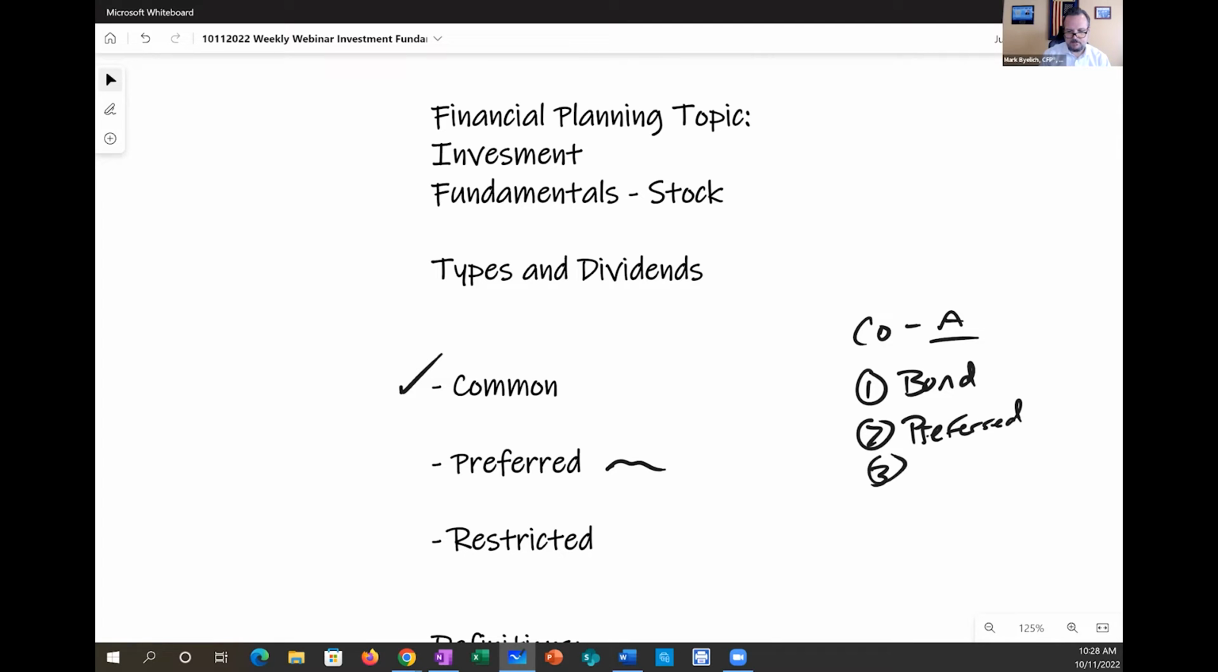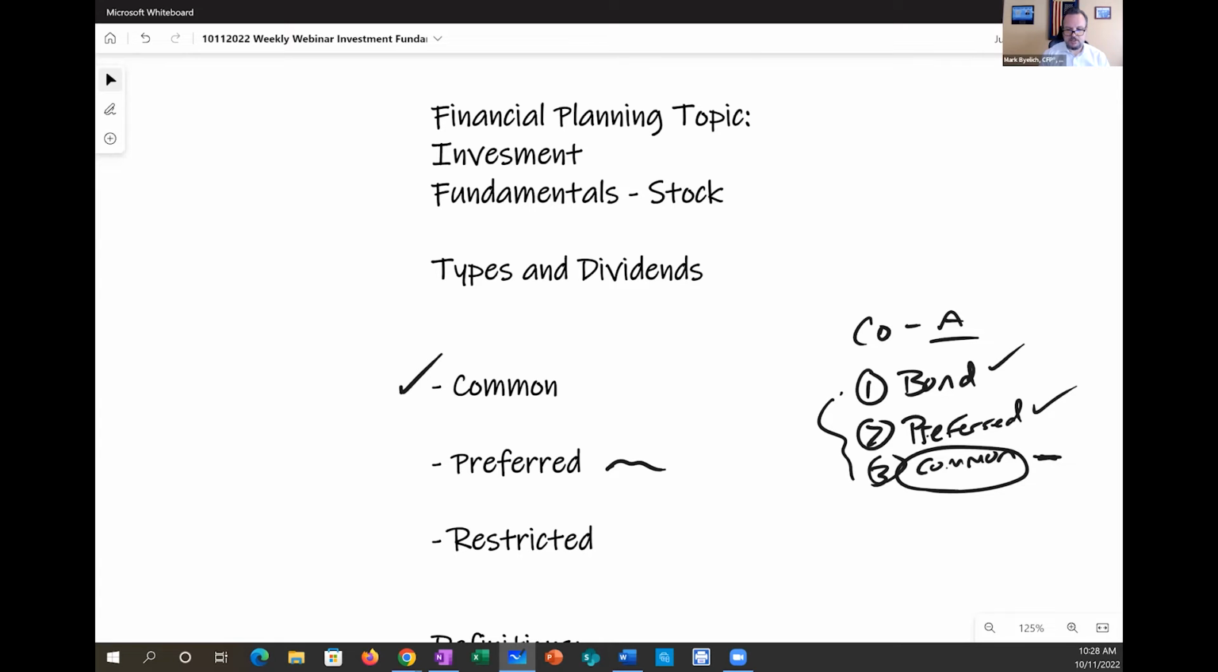And the last are common stockholders. So you could be a shareholder in a big company, and if that company goes bankrupt or just completely goes out of business, you're third in line. The reason you typically have more growth potential here is because you're taking more risk. Theoretically, bonds have the least amount of risk.